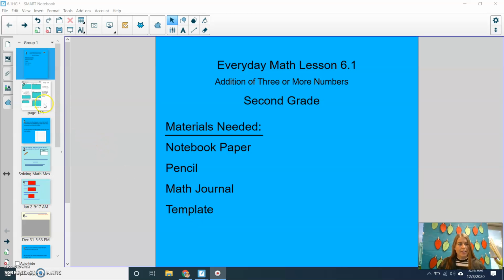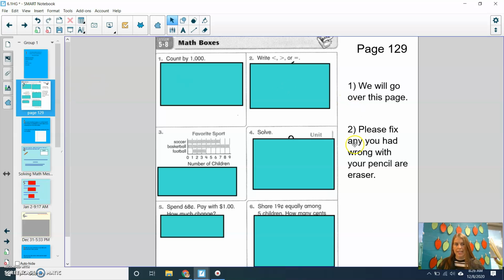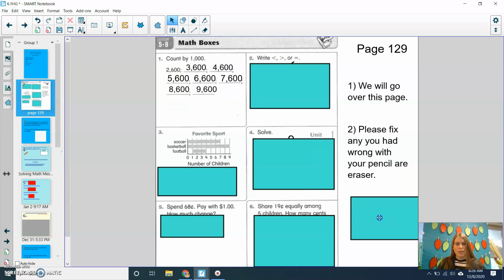Let's get started. The first thing that we're going to do is go over our math boxes from the previous lesson. So if you can open up your math journal to page 129. If you're noticing that you have any mistakes, please fix those with your pencil and eraser. For question number 1, count by 1,000. So you should have had 3,600, 4,600, 5,600, 6,600, 7,600, 8,600, and 9,600.